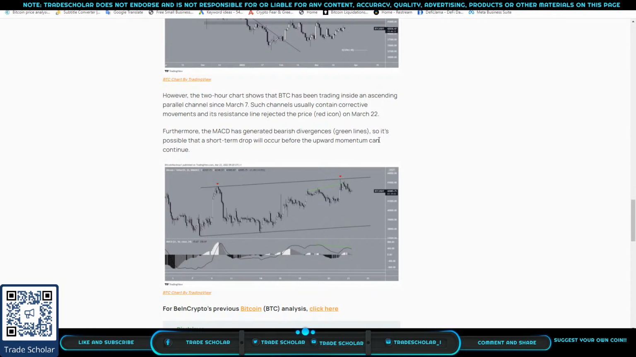The MACD has generated bearish divergence. Oh, it's already crossing into negative volume. There's a bearish divergence. The green line, this line here, is bearish.